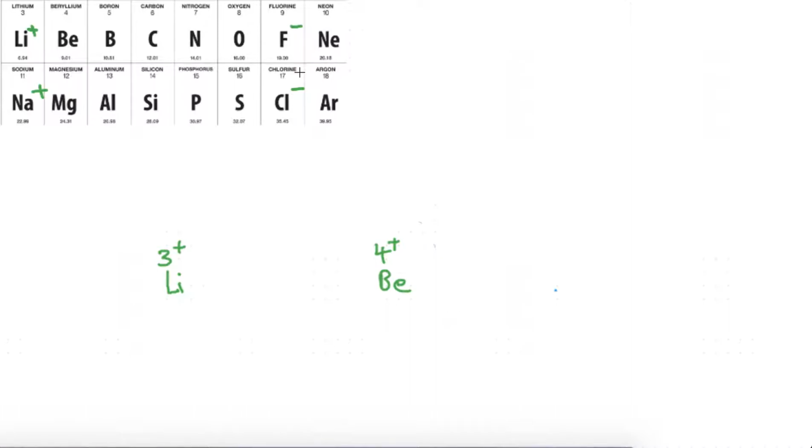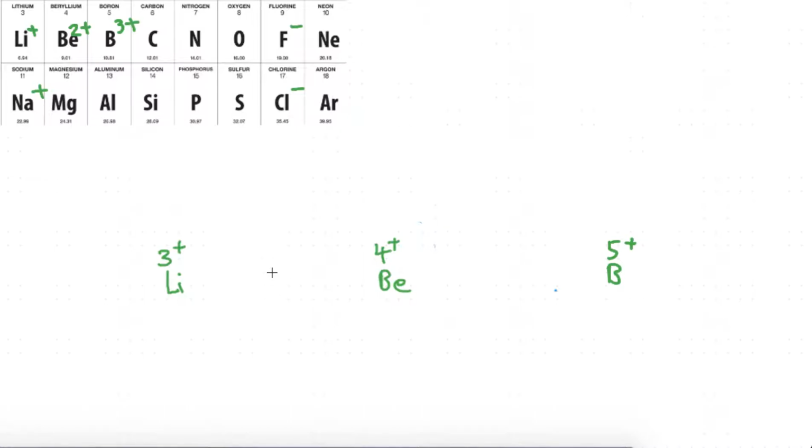Across the period, let's firstly look at groups 1 to 3. So let's add boron here, which has 5 protons. Let's look at the ionization state of these 3: lithium plus, beryllium 2 plus, and boron 3 plus. How many electrons do these 3 ions have? They all have 2 electrons, right?